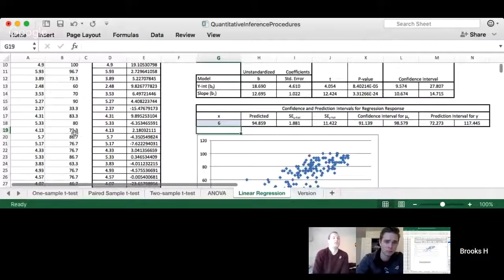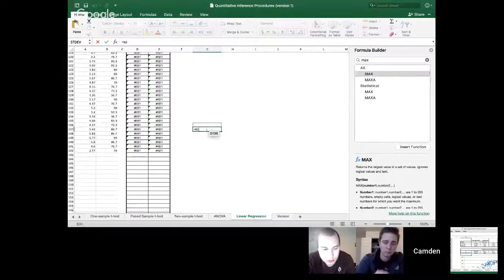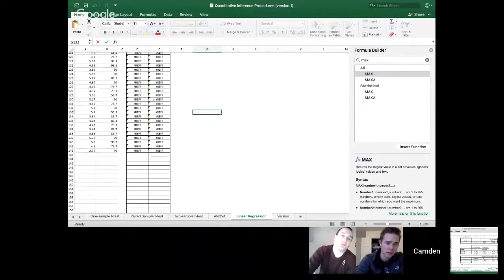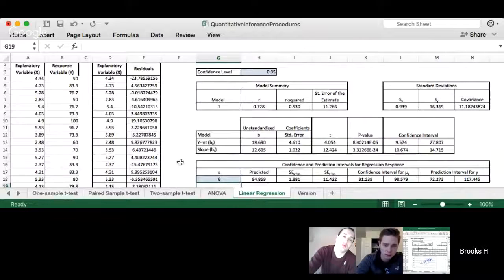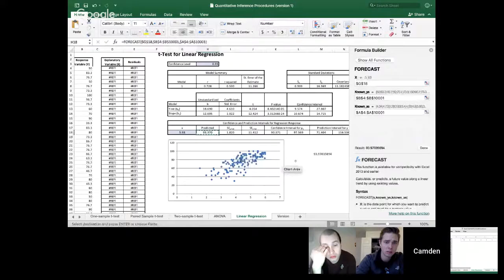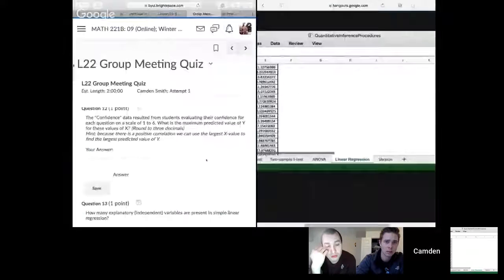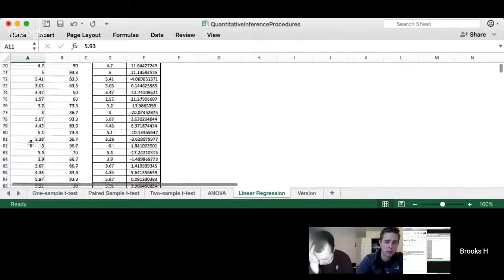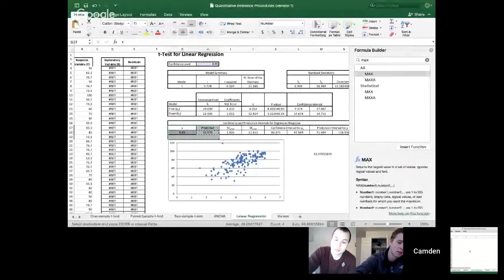Or are you talking about actual sample data? I think it's talking about, I'm not sure. Because if you're looking at actual sample data, the largest number is 5.93. I'm pretty sure I'm not seeing anything higher than that. Probably going to be 93.970. Under the x value, I put 5.93, so the predicted is 93.970.